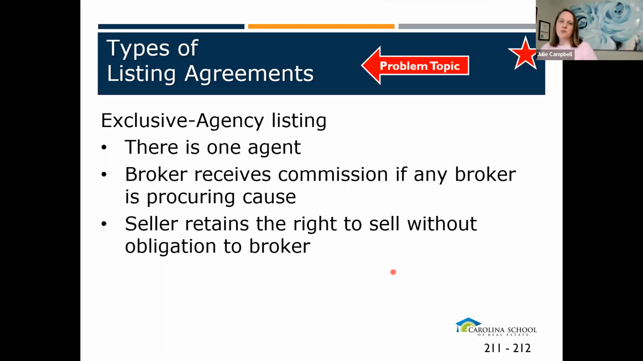So if the seller brings the buyer, they do not have to pay you. I'm sorry, you do get paid if somebody else brings the buyer, so you do get commission. But the seller still retains the right to sell it without you and not pay you anything. These are allowed, but in my 22 years, I've never seen one. Not saying they're not out there, just saying I've never seen one.